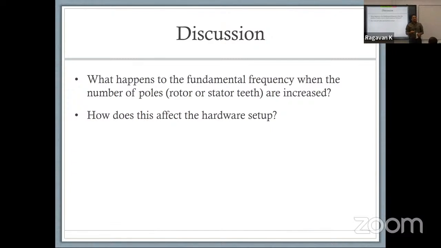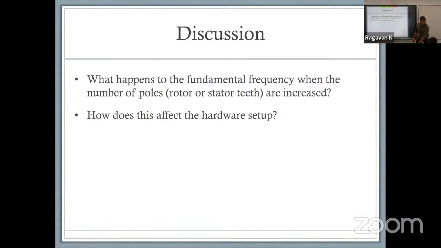But the point I'm trying to make is that if you increase the fundamental frequency, there is a cost to pay, which means there is a cost on the converter side. It can be addressed if you know what it is. So there's nothing called a free lunch, right? Whenever you change any setup, that's how it operates.